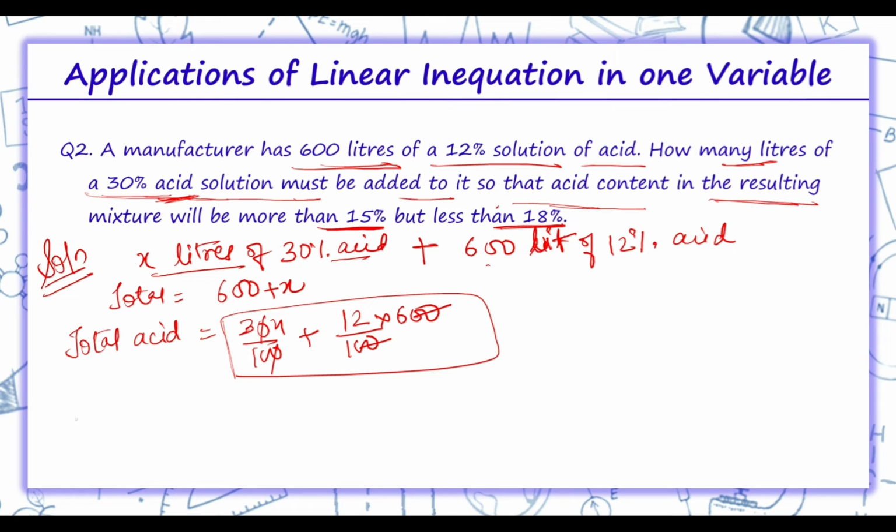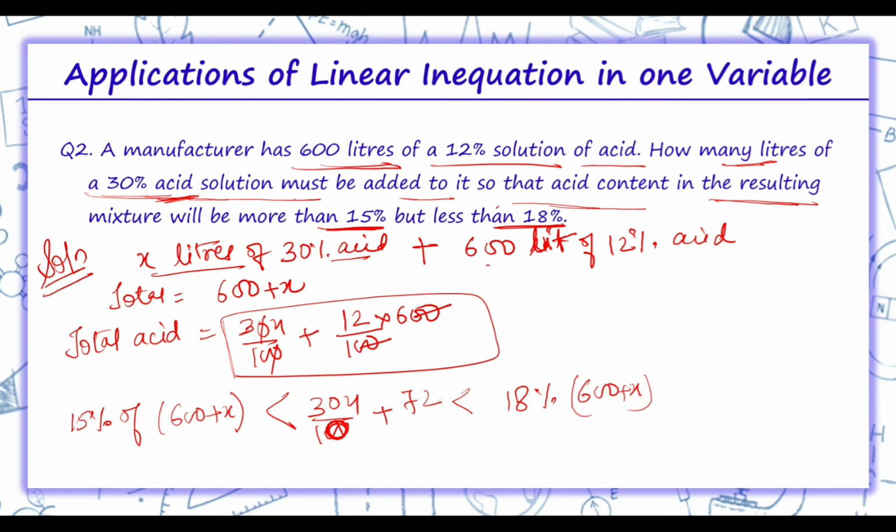So the acid content will be more than 15% of 600 plus x. So 30x by 100 plus 12 into 6, which is 72, and this should be less than 18% of 600 plus x. So this is the inequation we got, because the resulting acid mixture is more than 15% but less than 18%.